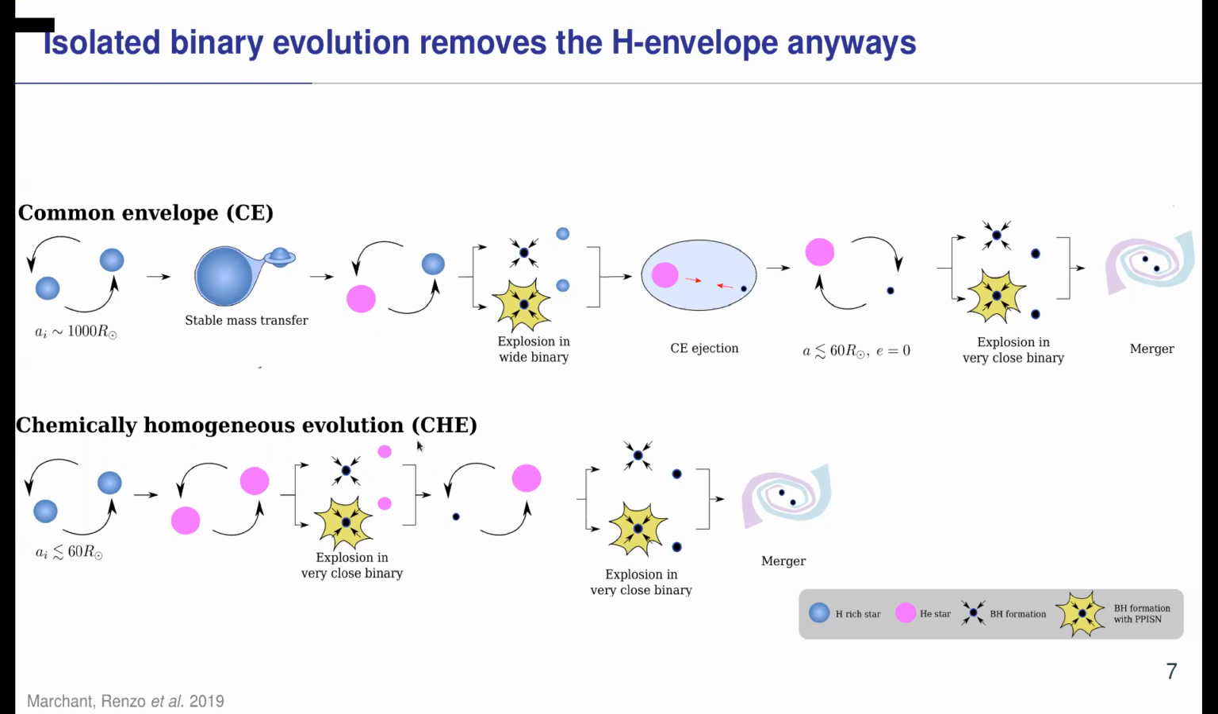Or in the chemically homogeneous evolution scenario, where you have a very tight binary, where the two stars are spun up by rotation and fully mixed, you never really develop a core envelope structure and the whole star becomes a helium core. So this is the motivation why I will not deal, for most of the results that I'm going to show you here, with the hydrogen envelope of these stars. Although I'll come back to it.